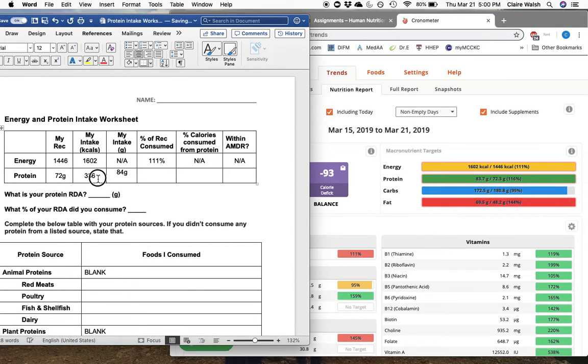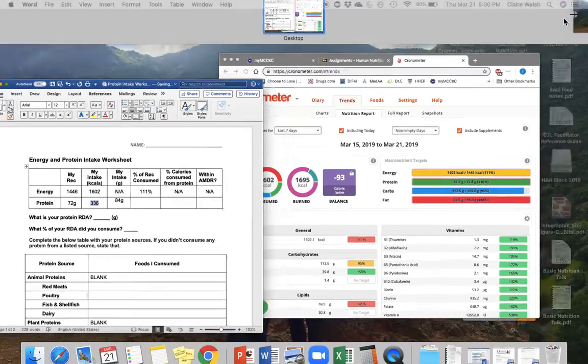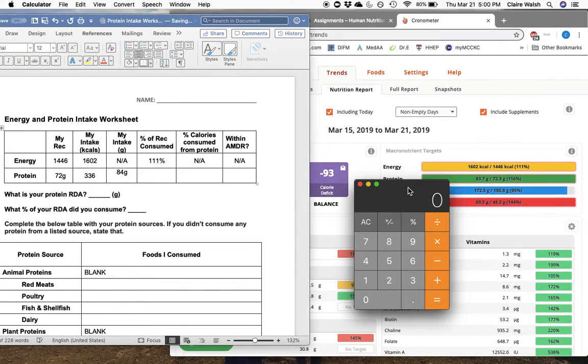To figure out how many calories that is, we'll grab our calculator and take 72 grams times 4. That's the recommendation. To figure out our intake in calories, we take your actual intake, this 84 number, times 4, and we get 336. So we'd write that in my intake in calories.